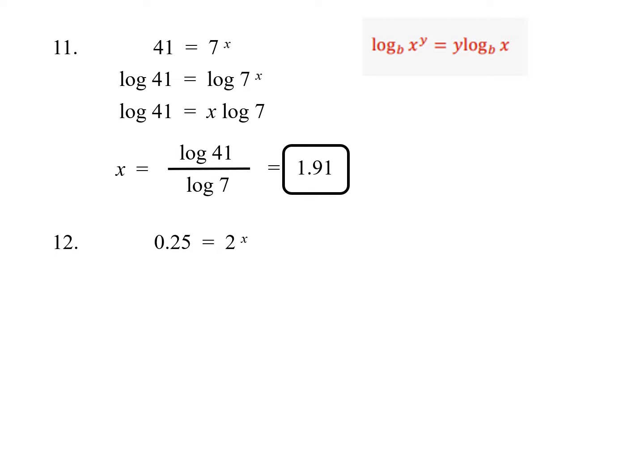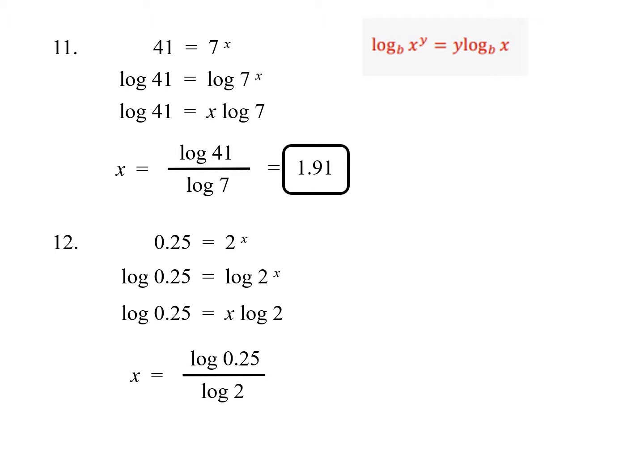All right. What about this one? Once again, we're going to take the log of both sides. Once again, we're going to take advantage of the power property. And then once again, we're going to divide by the log of 2. Pick up your calculators. Pause this for a moment. And what is the log of 0.25 divided by the log of 2? Should have turned out to be -2.